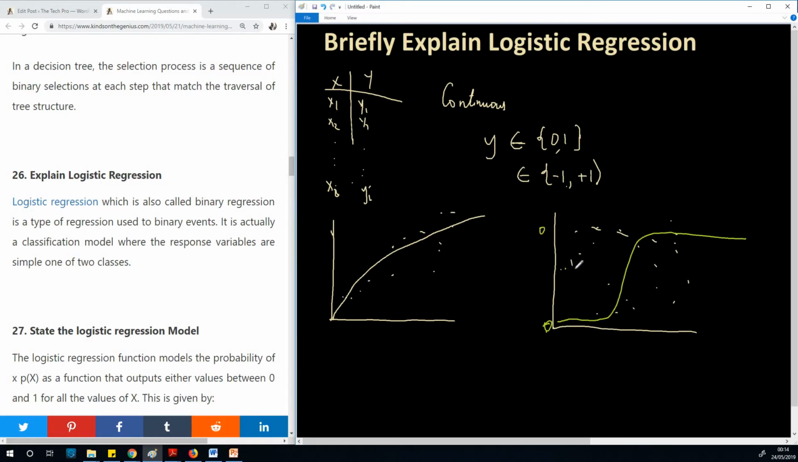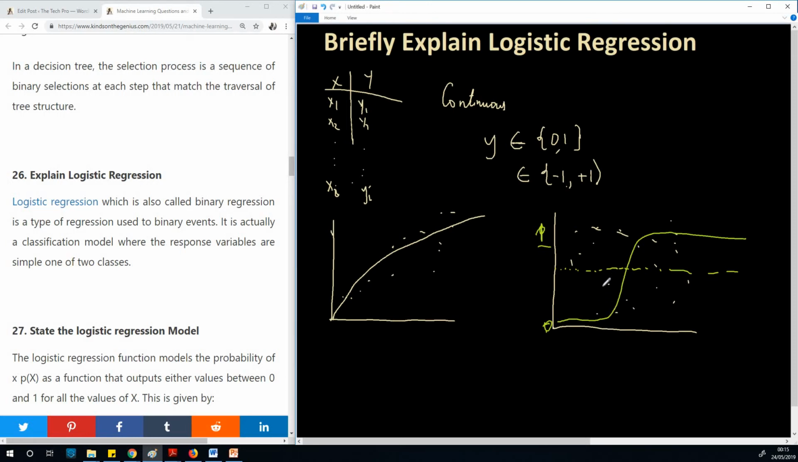So at some point there may be some dividing line that helps you to see that whatever data point is above here is classified as 0, and whatever is below, sorry, this is 1, is classified as 1. So this is what logistic regression is all about.